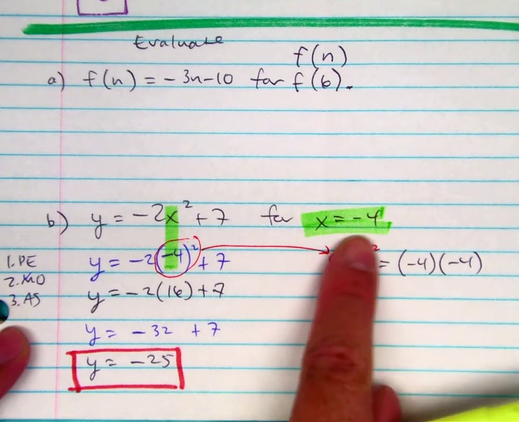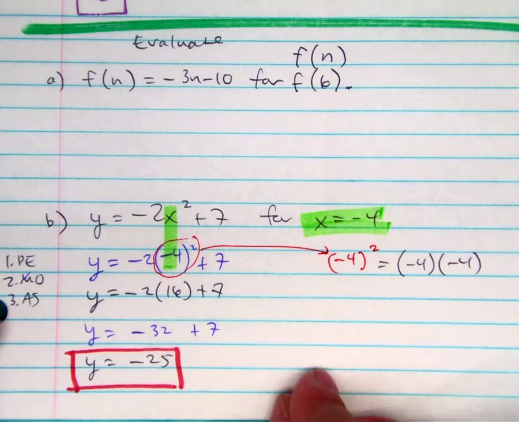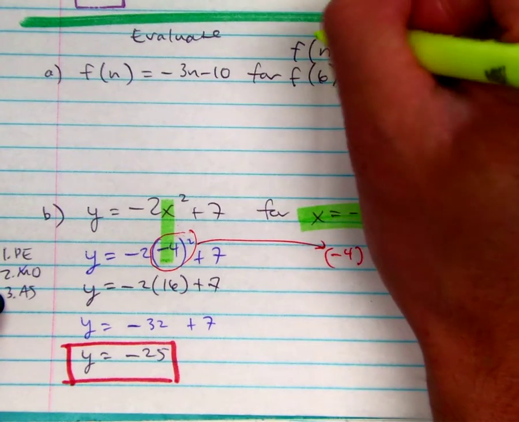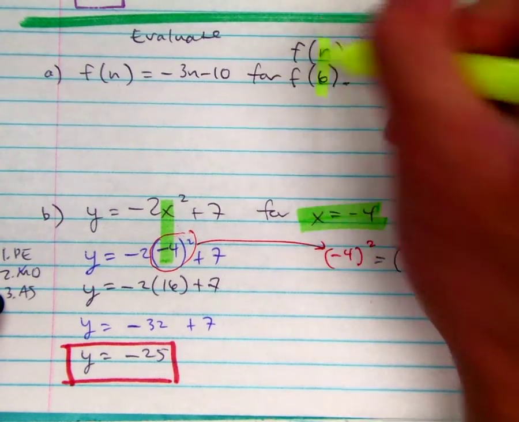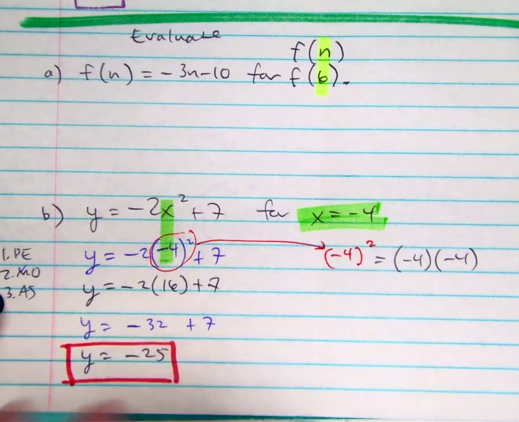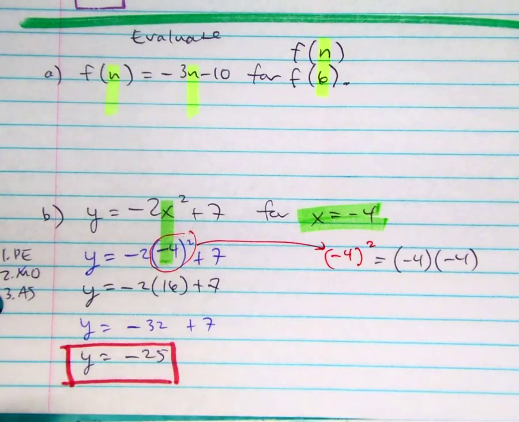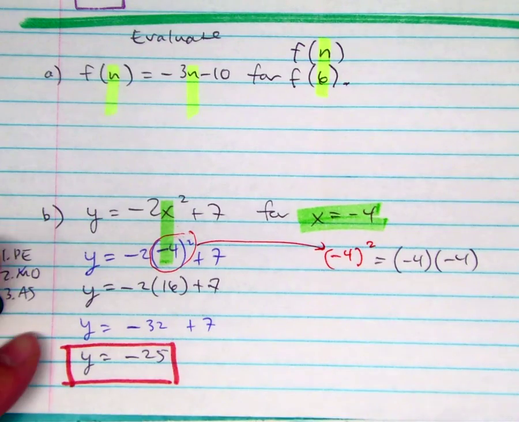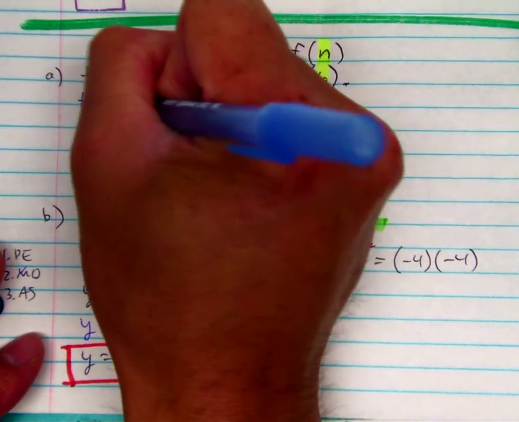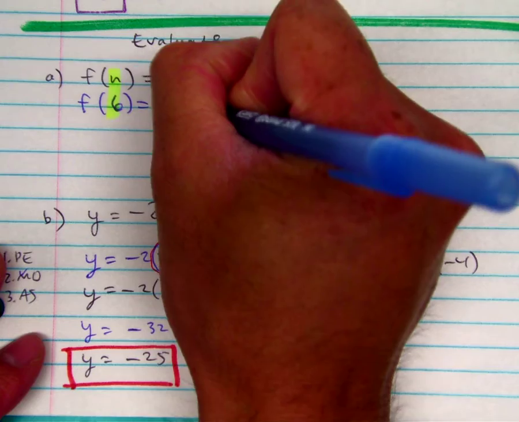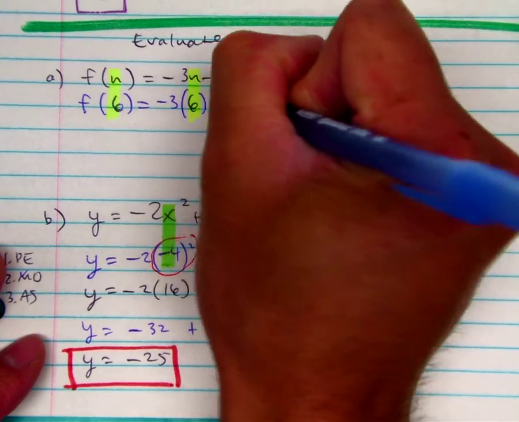Do you know how we did the substitution here in a color? I color-coded it for you. Look, here is your substitution. Every n value, you're going to put what? 6. Now pay attention. Every n value, I'm going to put in 6. Let's do that. F of 6 equals -3 times 6 minus 10.